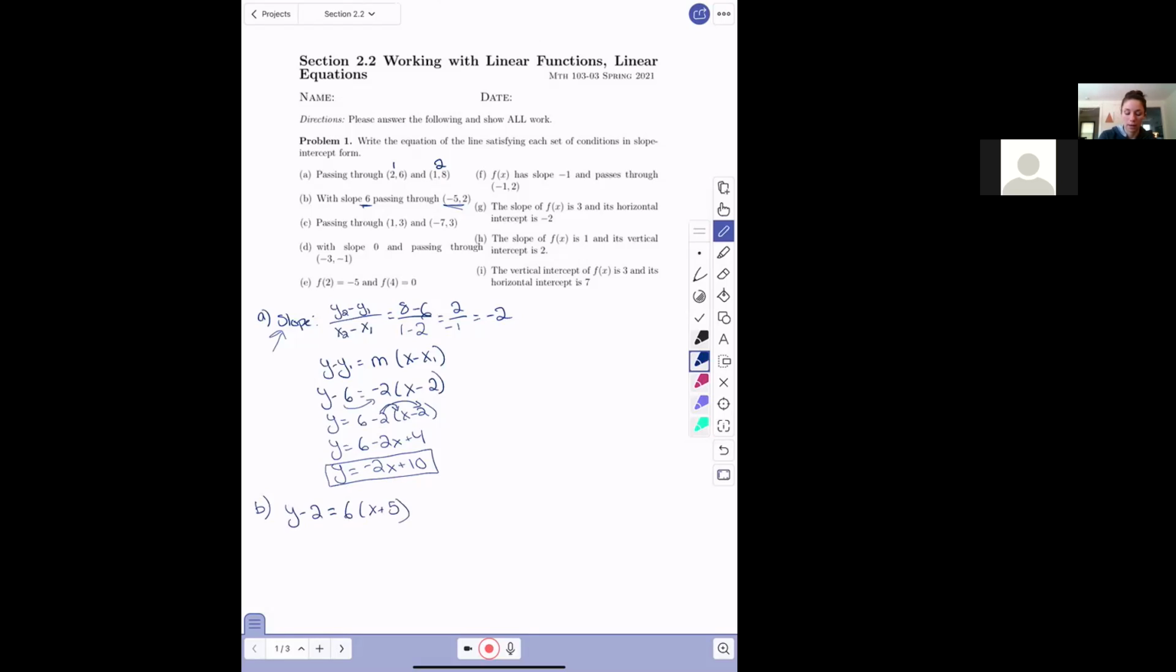Okay, go ahead and put that in point-slope form. So y equals, add 2 to this side, 2 plus 6 times x plus 5. Y equals, distribute this 6, 2 plus 6x plus 30. Add the 2. Y equals 6x plus 32. And that's your answer for B.